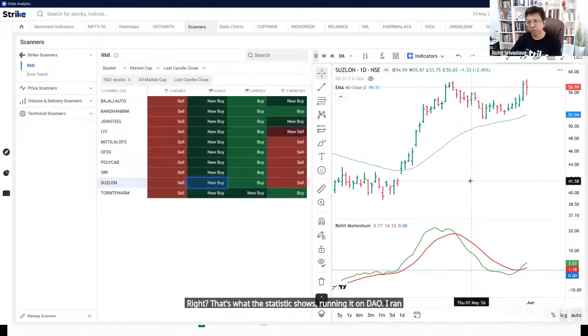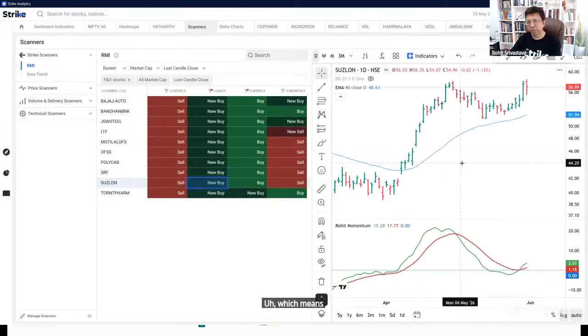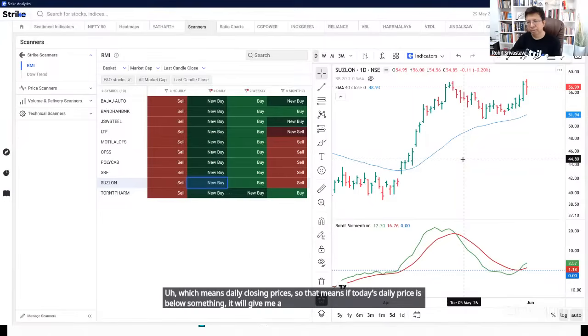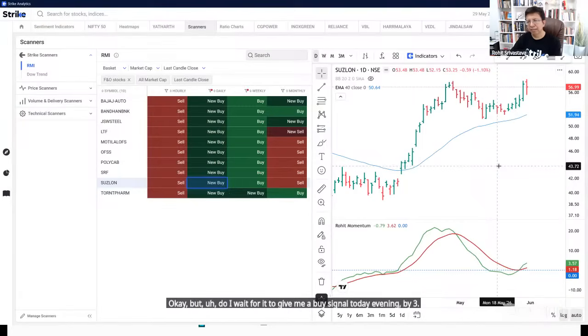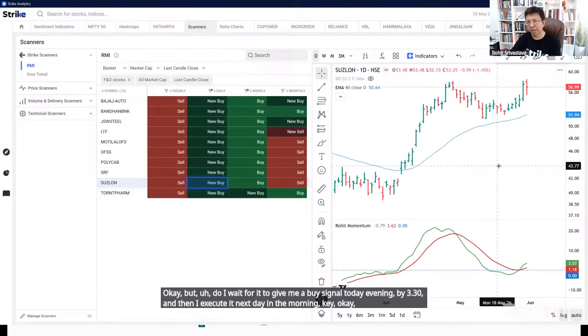I ran my system on Nifty. Okay, this is a trading system that is giving buy and sell signals. The buy signal comes on the daily prices, which means daily closing prices. So if today's daily price is below something, it will give me a short. If it's above something, it will give me a long. Okay, but do I wait for it to give me a buy signal today evening by 3:30 and then execute it next day in the morning? That is, okay, now I got a buy signal, so let's go in the morning and buy.